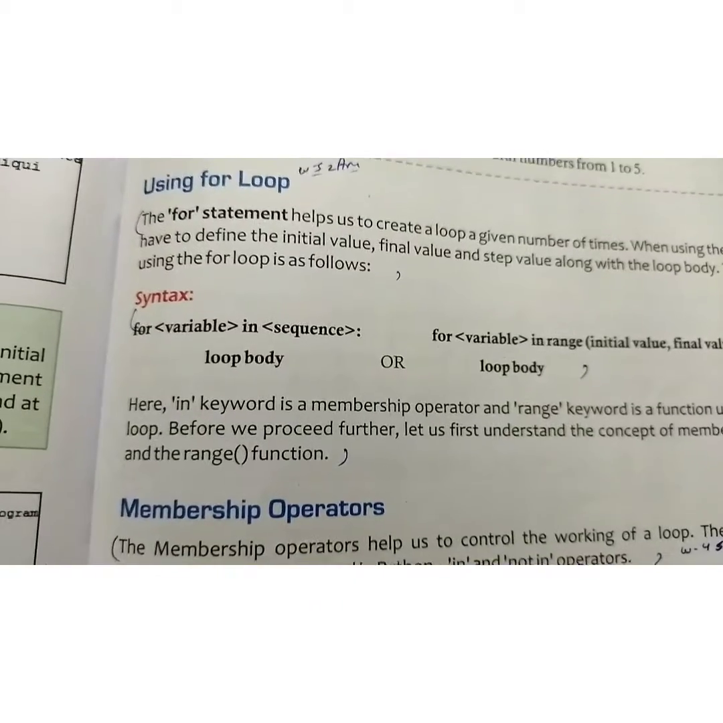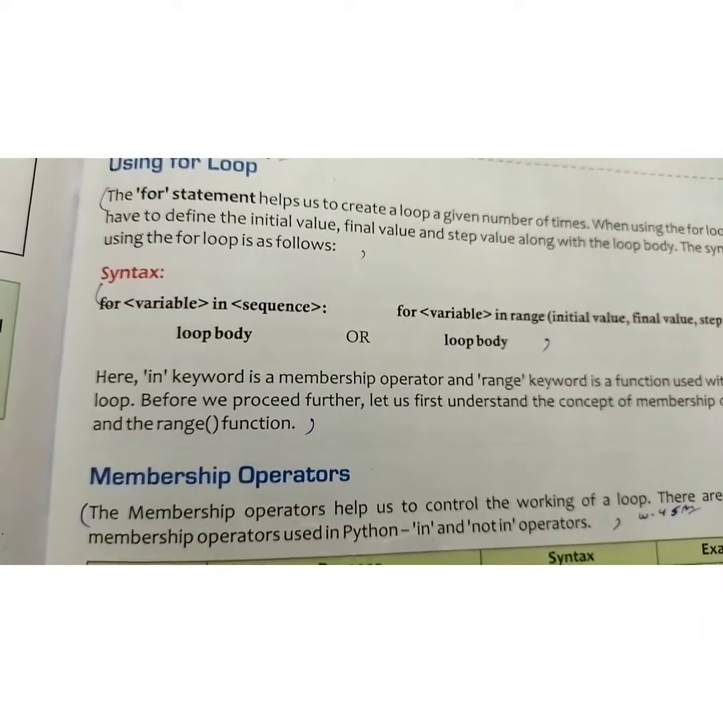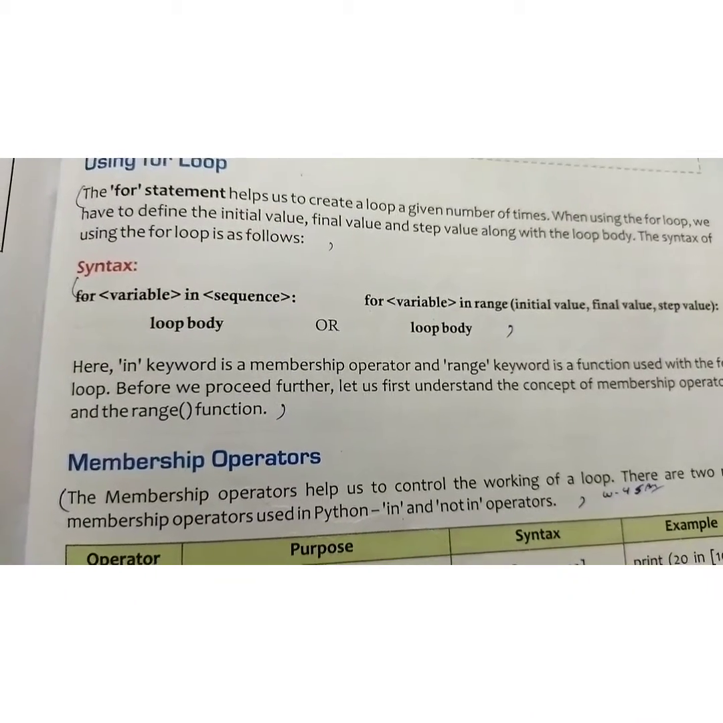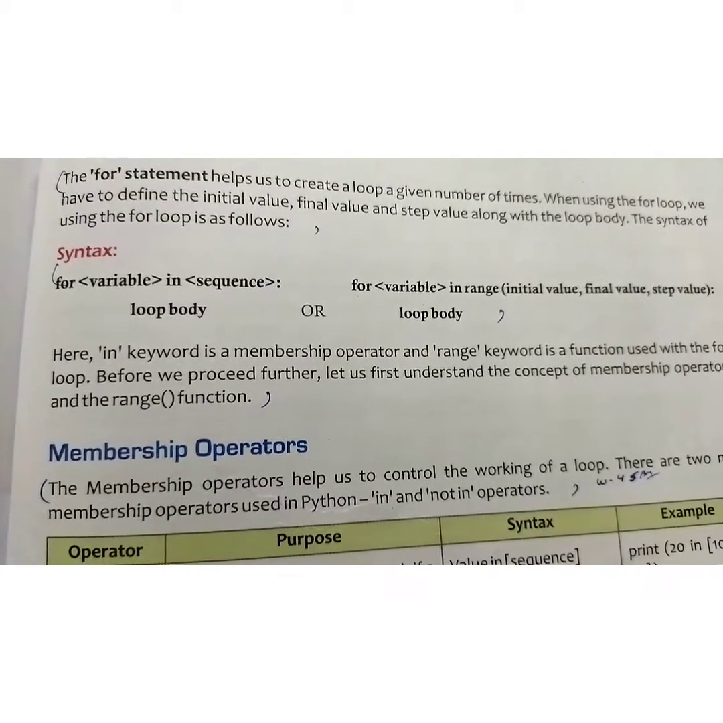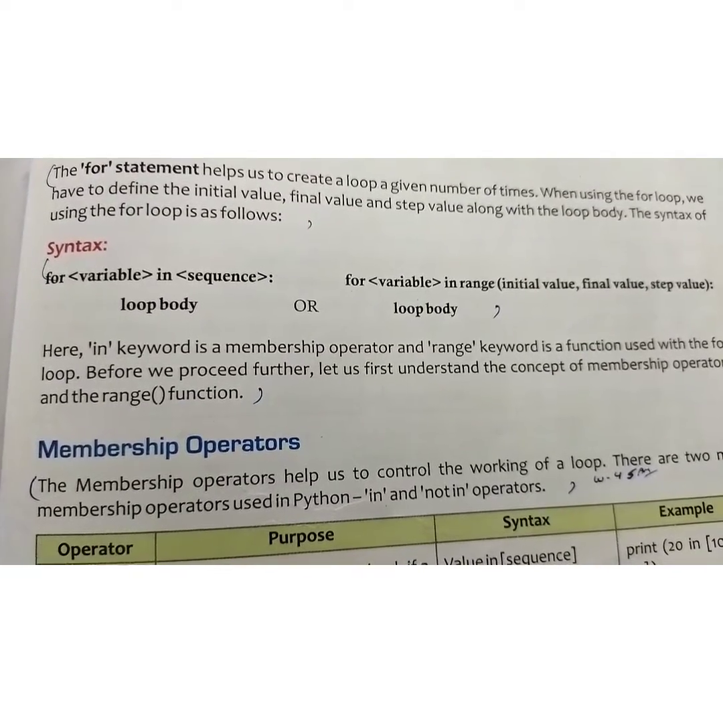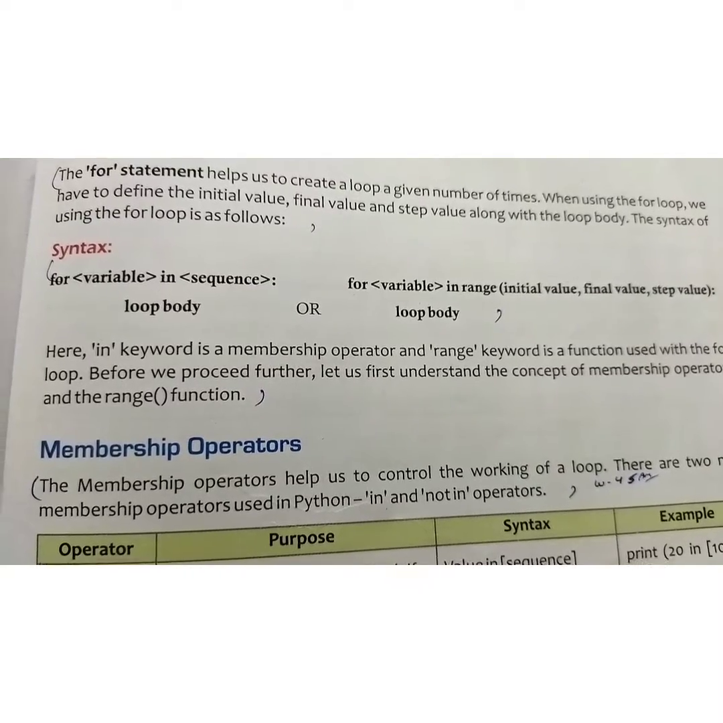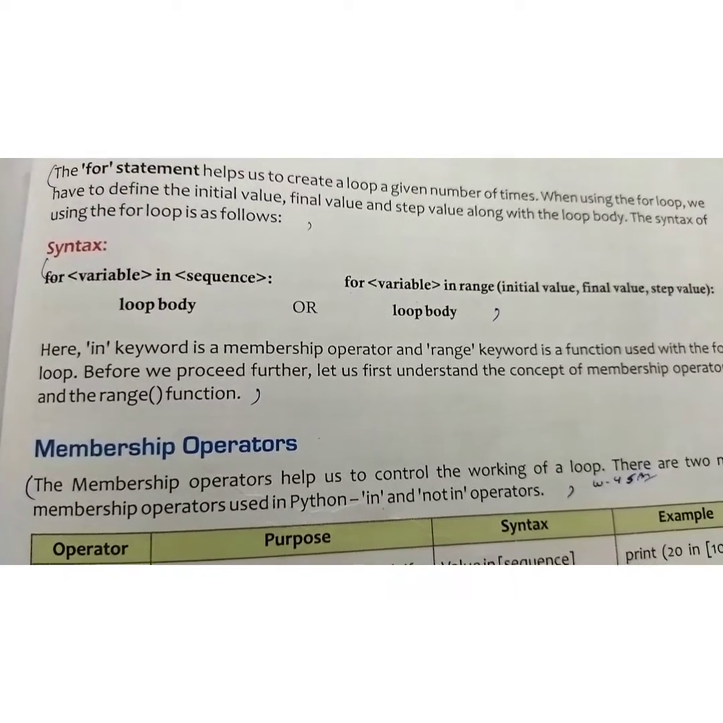The next topic, students, is using the for loop. The for statement helps us to create a loop a given number of times. When using the for loop, we have to define the initial value, final value and step value along with the loop body. The syntax of using the for loop is as follows.